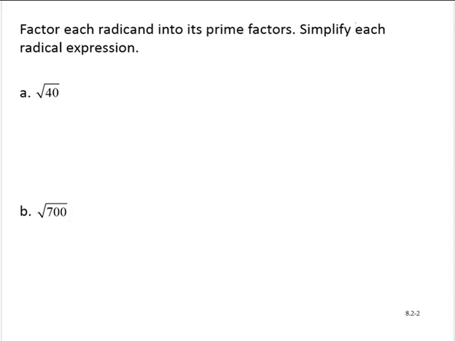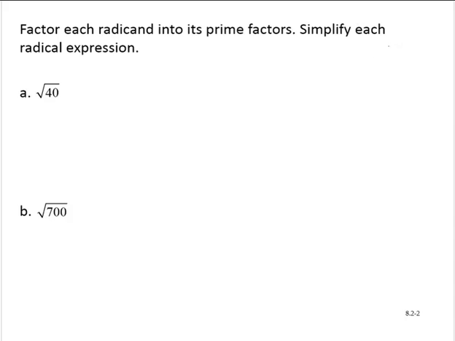Factor each radicand into its prime factors. Simplify each radical expression. So this shows another approach for simplifying radicals using prime factorizations. The square root of 40, so what I'm first going to do is find the prime factorization of 40.